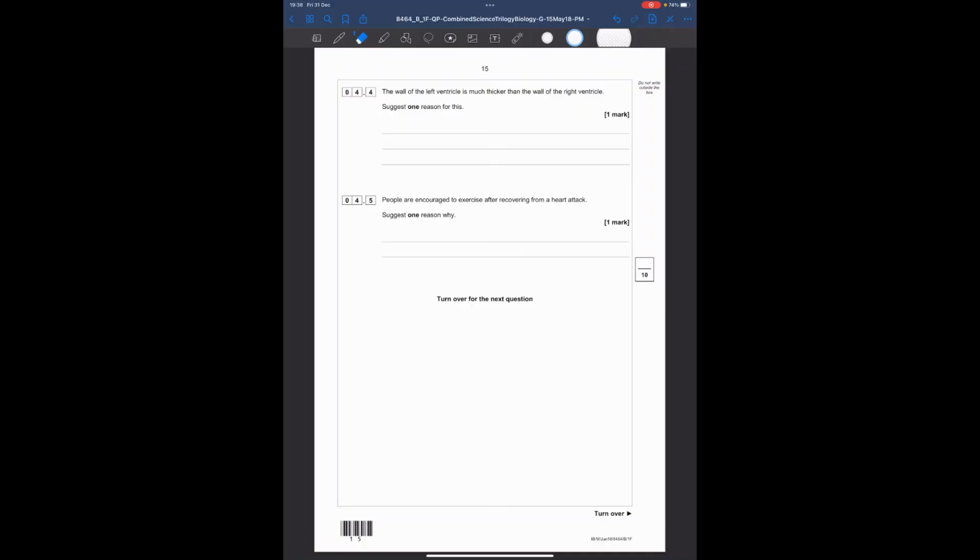Question 4.4. The wall of the left ventricle is often much thicker than that of the right ventricle. Suggest one reason for this. Well, as we've just said, the left ventricle has to pump blood around the whole body. The right ventricle only has to pump blood to the lungs. So in terms of distance, the left side of the heart has to pump blood much, much further.